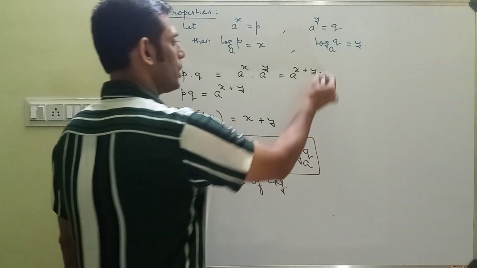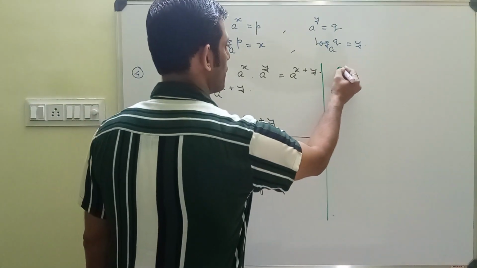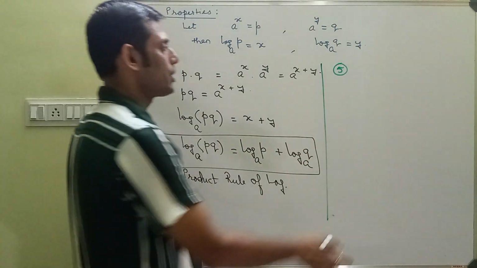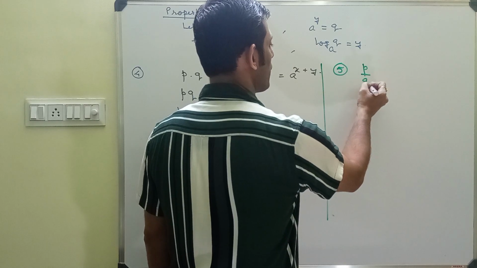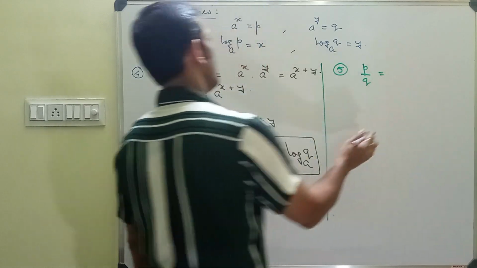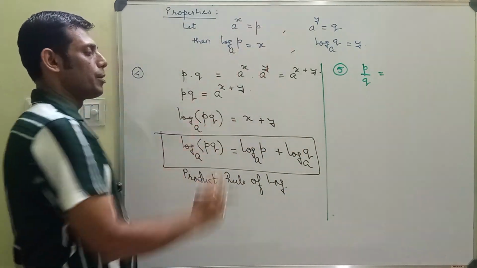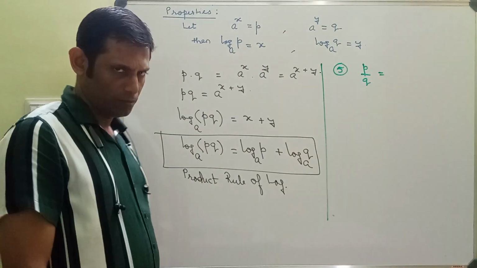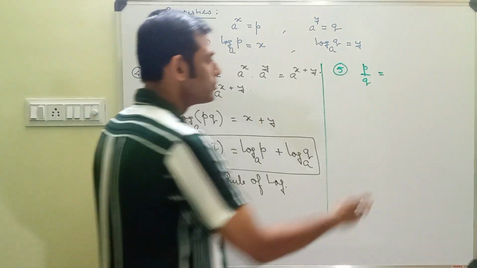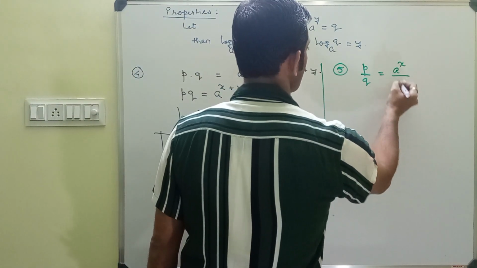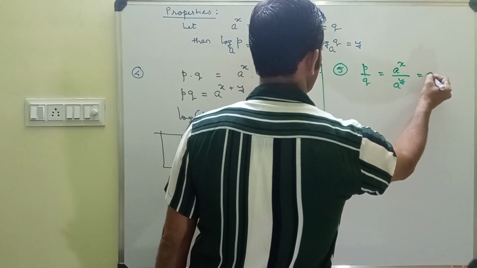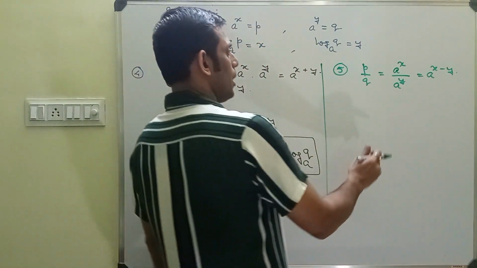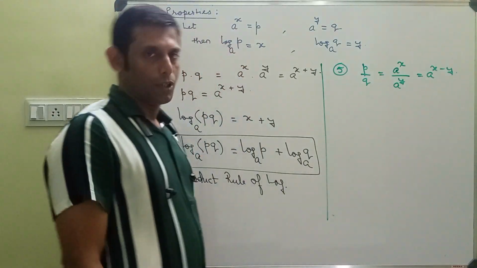Let's go to the next property, property number 5. Just as we had taken a product, let's take a ratio, P by Q. That means you're talking about a power x upon a power y. I hope you are clear. A power x by a power y is equal to a power x minus y. This is an exponential equation.